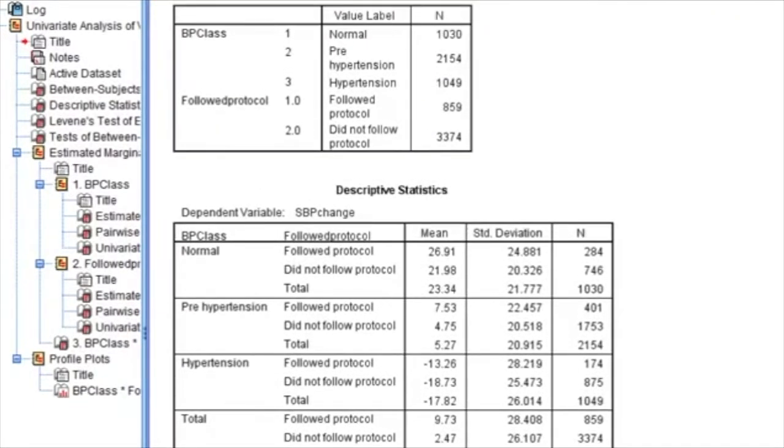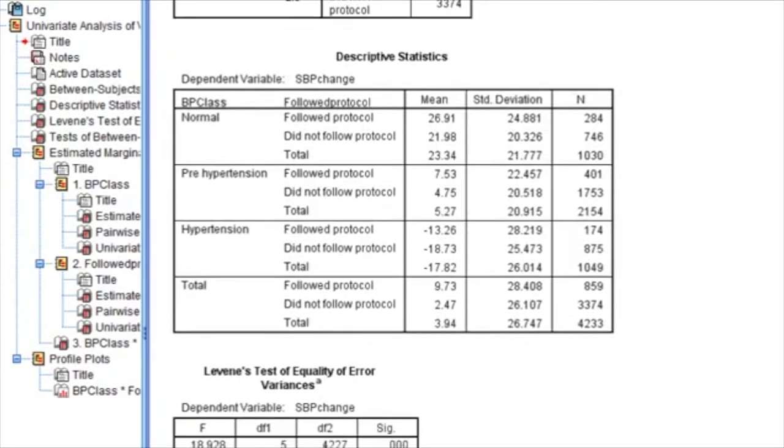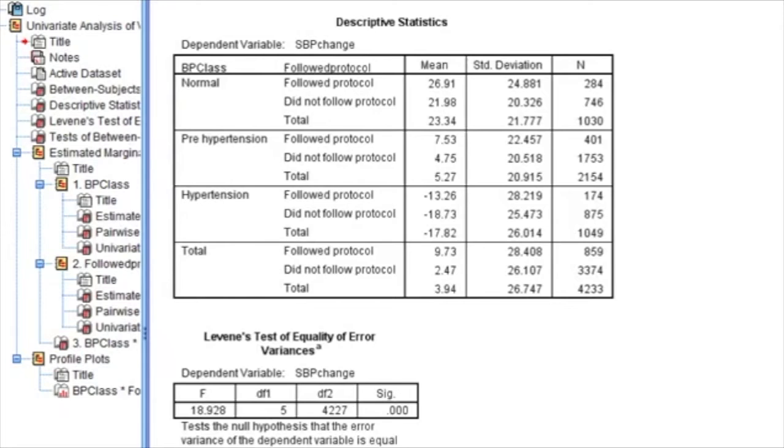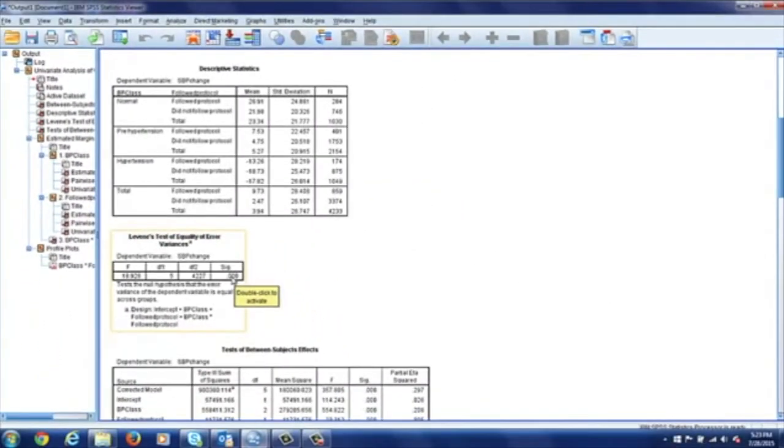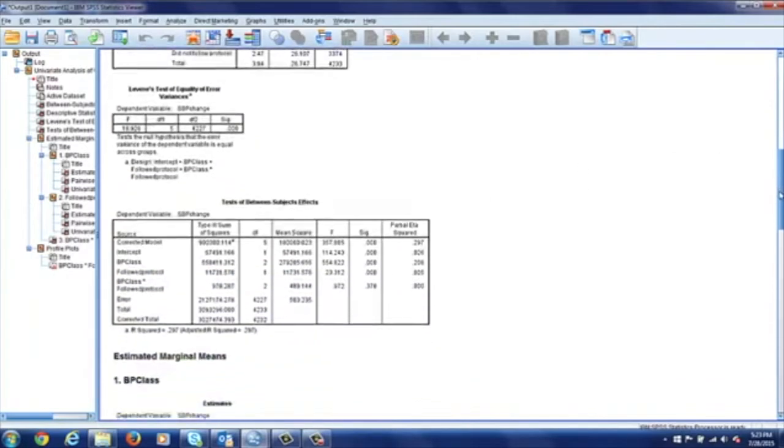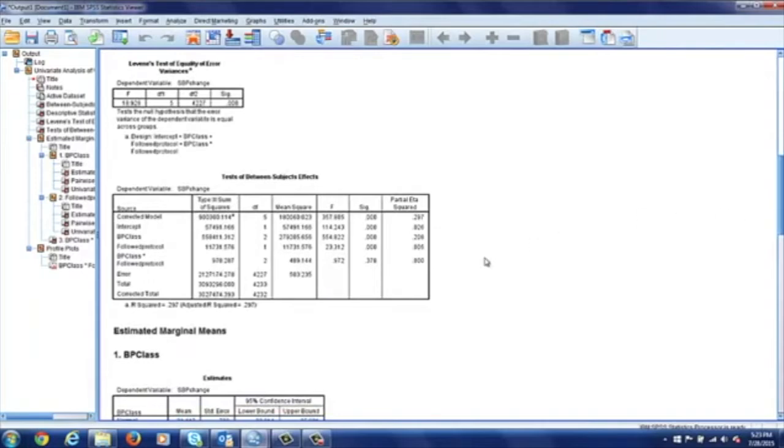So of course, as always, we have our descriptive statistics for each of these categories. We have our test of homogeneity. Now, one thing to consider, and this of course is an example, but I have differing sample sizes, and I actually am failing the test for equality of variances. So if I was doing this for real, those would be two concerns I would have. But this is an example, so we're going to move forward.